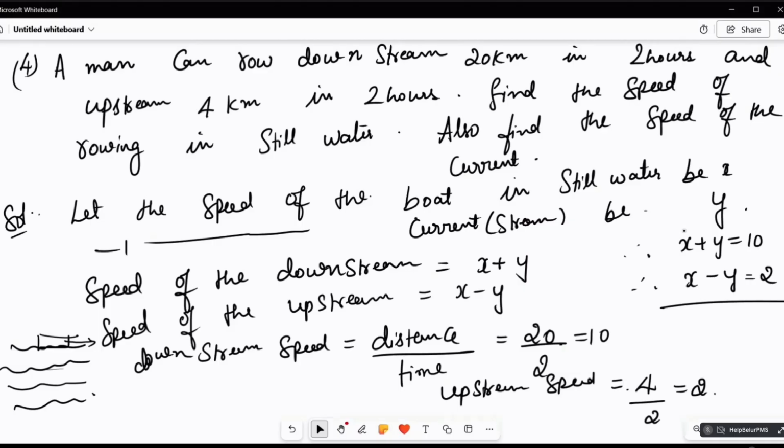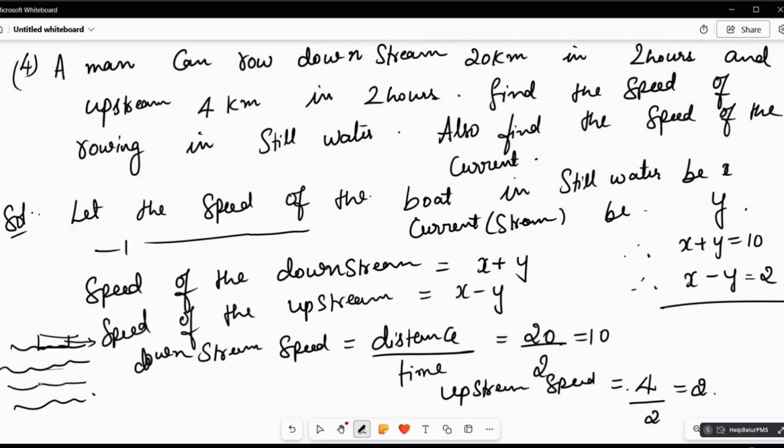Think boat is 10 kilometers, it is moving, water is 5. So actually boat will be moving very far, faster because both are in same direction. Speed of the boat will become 10 plus 5 like that. Okay, so that is downstream.